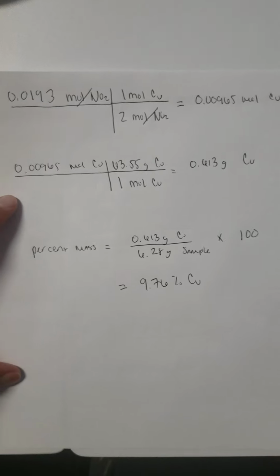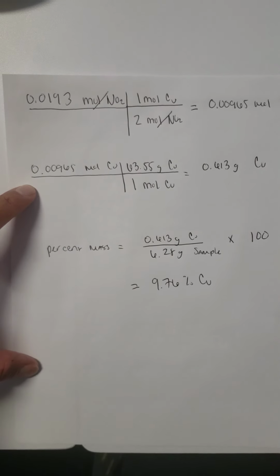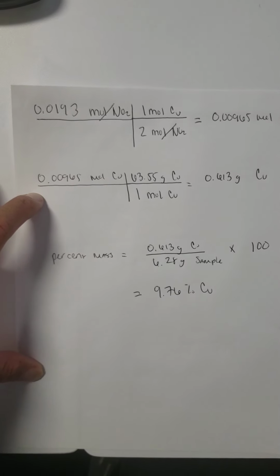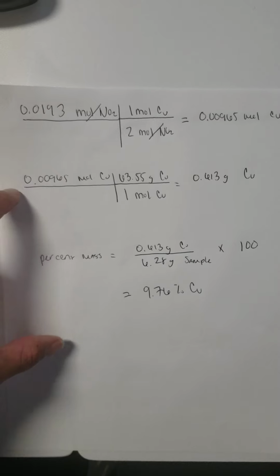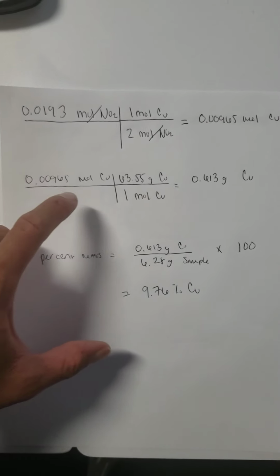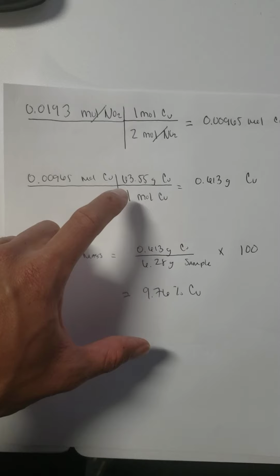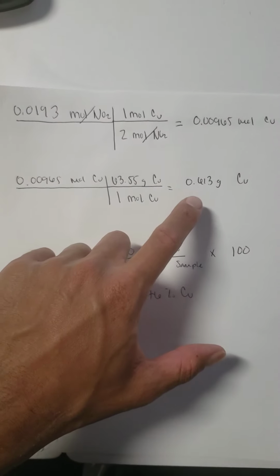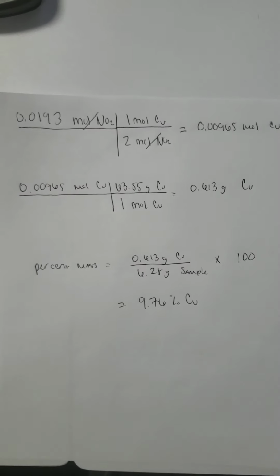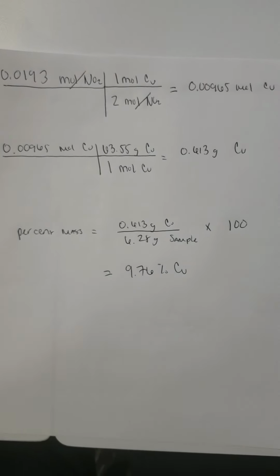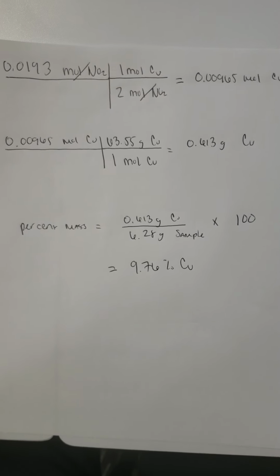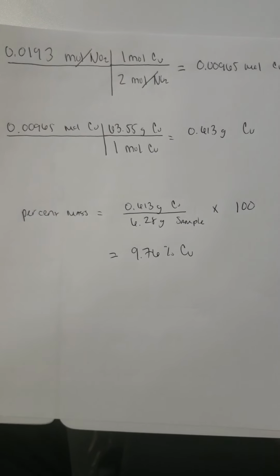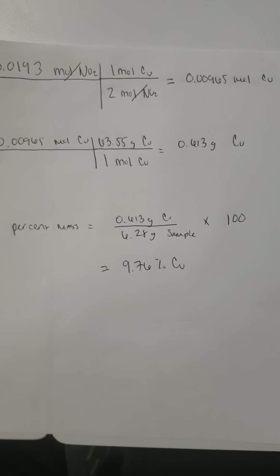Next, we're going to use our moles of copper to calculate our grams of copper, which is pretty straightforward. Moles to grams is simply 0.00965 times the molar mass of copper, 63.55 grams, and you're going to get 0.613 grams of copper. Once we have our grams of copper, we are now ready to use our full sample that was given in the problem to calculate the percent mass of the copper within that sample.